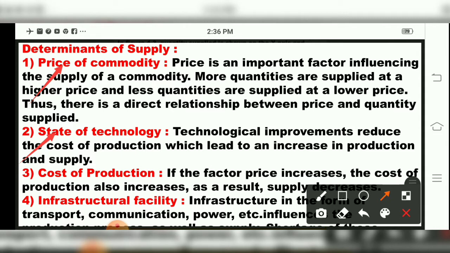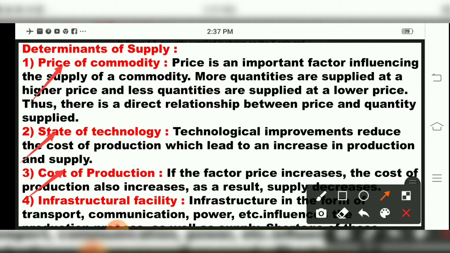Then the third thing, children, is cost of production. Now see, if the factor price increases, the cost of production also increases. So as a result, what happens to supply? It decreases. So factor price means what? Other factors to consider are raw materials, say any natural calamity has occurred, a sudden increase in government rules, or taxation has been introduced. So these are other factors. If these other factor prices increase, children, it will have an effect on cost of production, which will reduce supply.